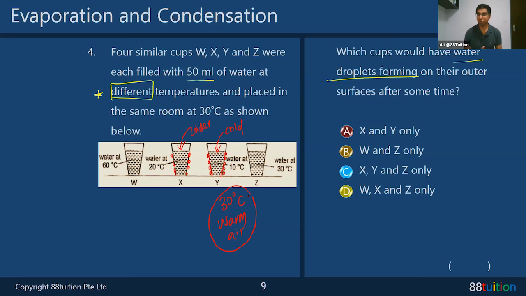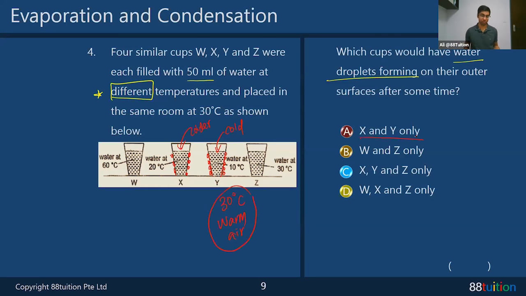So if you go into an aircon room, your temperature is 24 and your drink is also 24, there will not be any condensation. Condensation will only occur when there's a temperature difference, and then there's a heat exchange and there's condensation. So here you can see X and Y are colder drinks than the external environment. Therefore, only X and Y will see condensation.